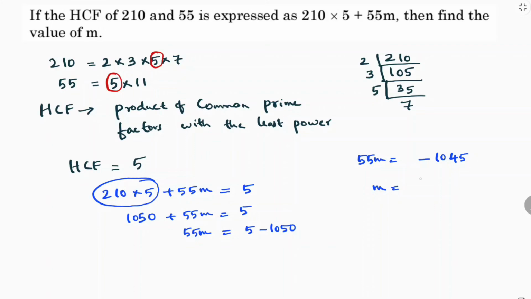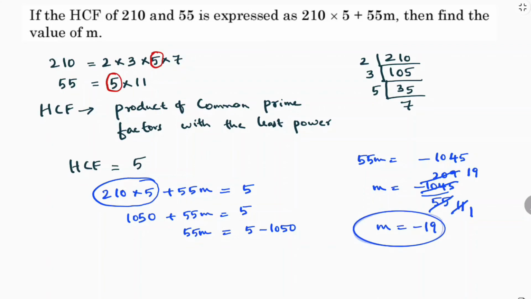So m equals minus 1045 by 55. 5 times 11 is 55, 5 times 209 is 1045. Now here, 11 times 1 is 11, 9 is left, 99, 11 nines. So m equals minus 19. So the value of m is minus 19.